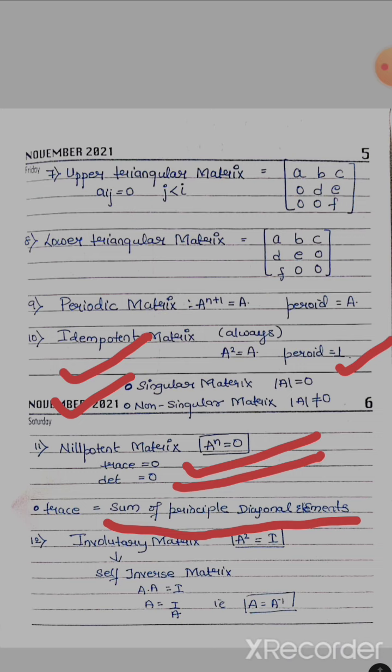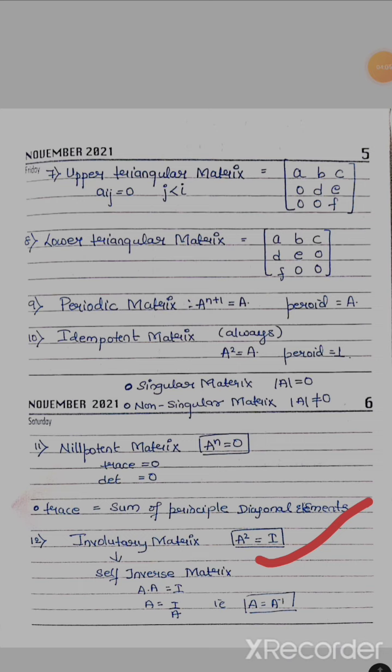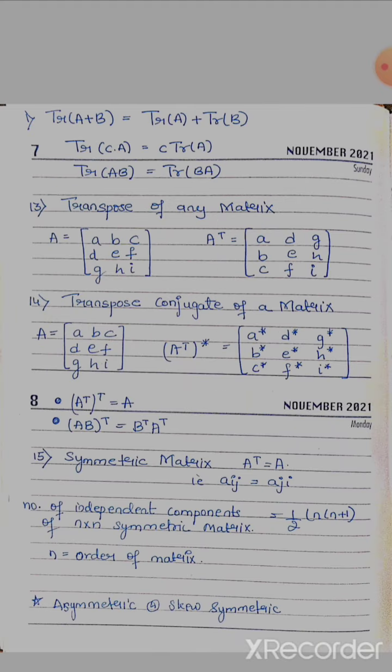Okay, next, coming to the involutory matrix or self-inverse matrix, where A squared is equal to the identity matrix I, that is A is equal to A inverse. Okay, this is our involutory matrix. Next, the trace of A plus B is the individual trace of matrix A plus the individual trace of matrix B. Similarly, with a constant c, the trace of cA is c times the trace of A.